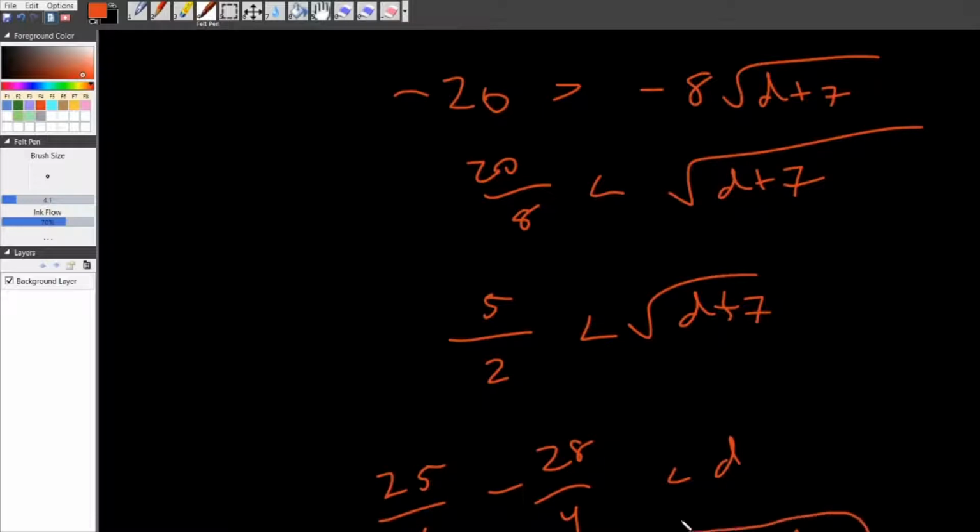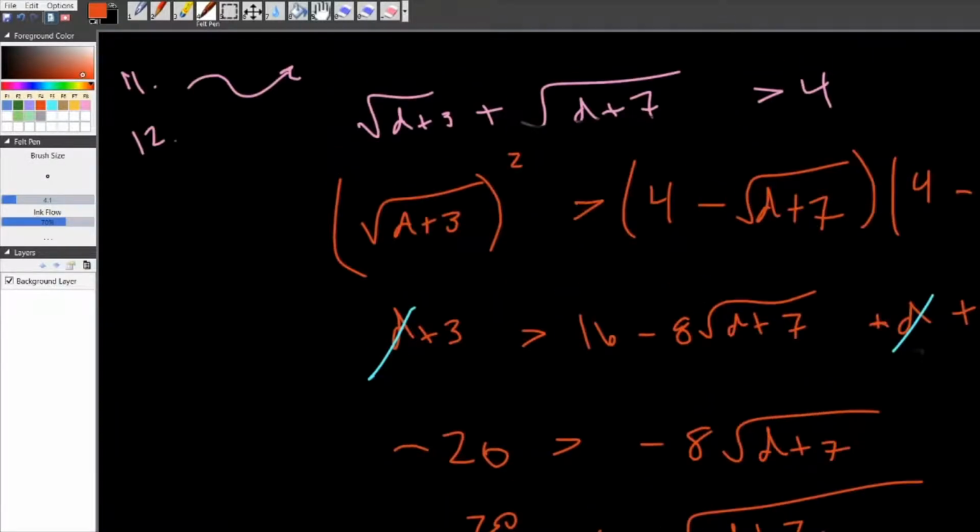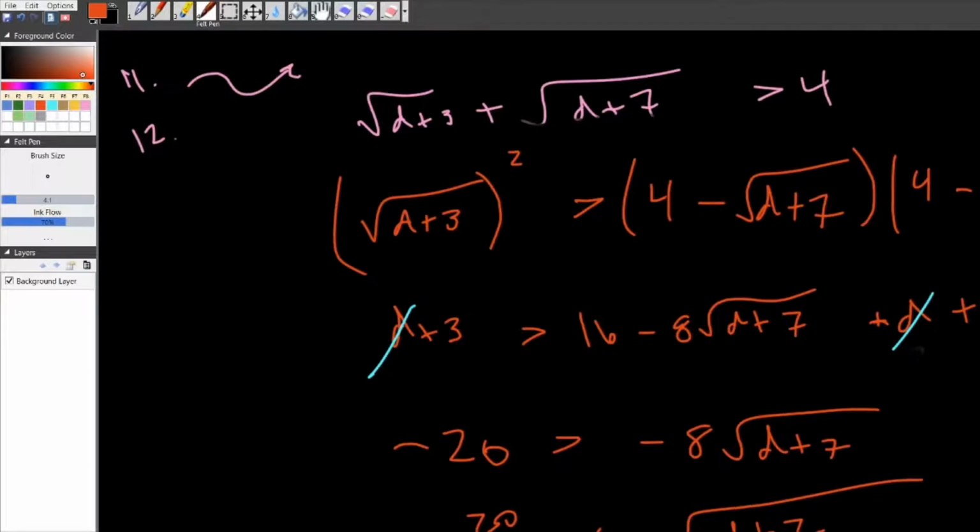Yeah, man. So were you saying whenever you square a negative number, you have to flip a sign? You have to flip an inequality if you're squaring something that's negative, yeah. Okay, for sure.